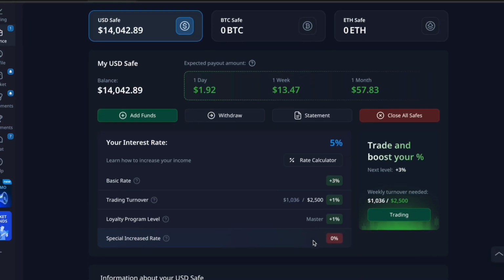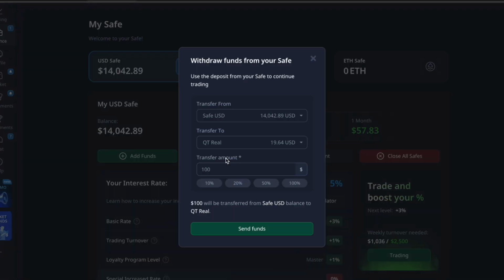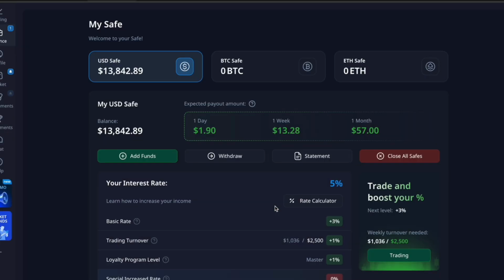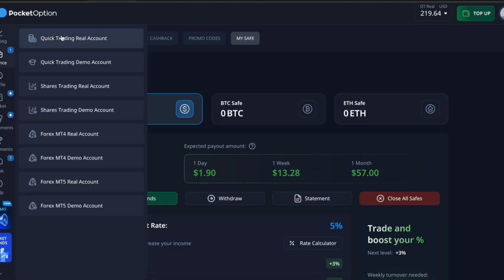Another interesting feature of Pocket Option is the Save feature, which allows you to lock a portion of your funds separately from your trading balance while earning interest on those funds. This can be useful in a way to set aside your profits and manage your capital more effectively. Whenever you need additional funds for trading, transferring money from your safe back to your live trading account is quick and simple. In fact, that's exactly what I did just now.